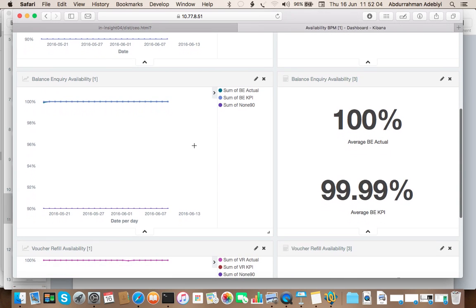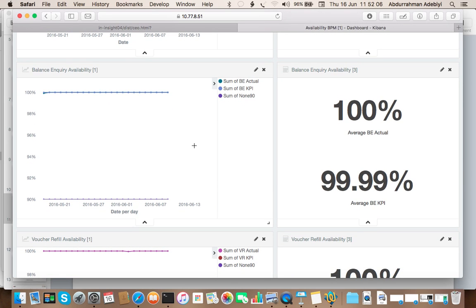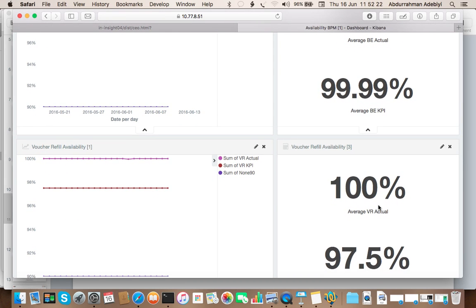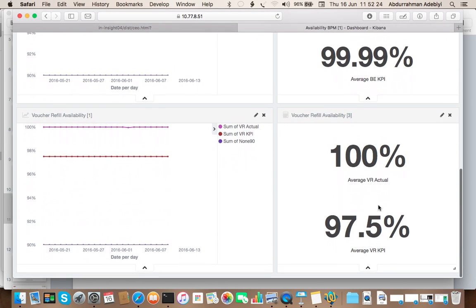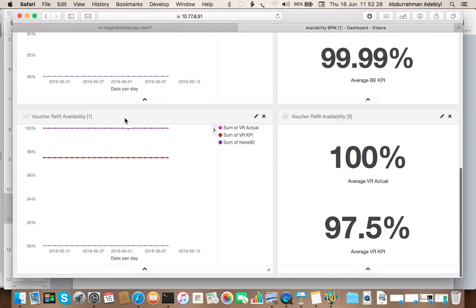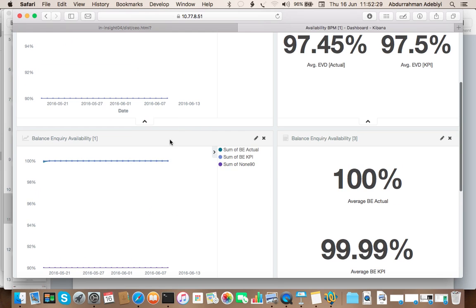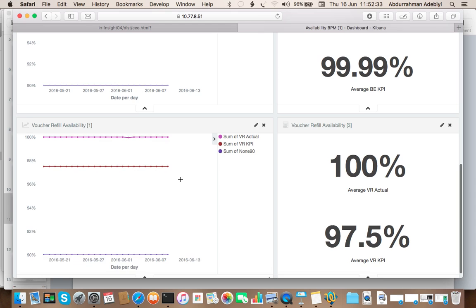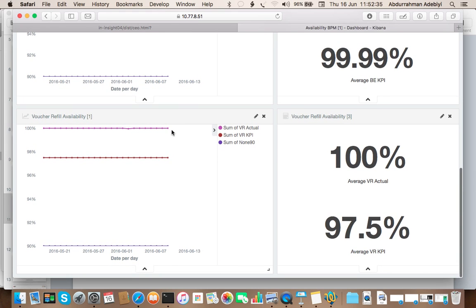However, if we go down to balance inquiry, it's been 100% actual versus the KPI. This has really been good. That means if the regulators come in, the CEO will confidently tell the regulators that the operation has really been available for the subscribers, and they've really been making refills on time. You can also see the availability for the refills. Sorry, this is to check your account, which is the balance inquiry. And wow, they've been doing very well in terms of refill as well. This is pretty good stuff.